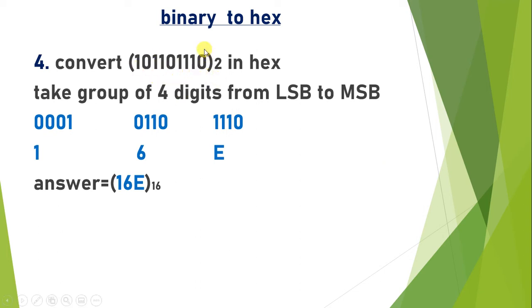From the LSB, the first group is 1110, which is equal to capital E. The next group is 0110, which is equal to 6, and then 0001, which is equal to 1. So we are adding 3 zeros before the 1. Arranging from left to right, we get 16E in hexadecimal.